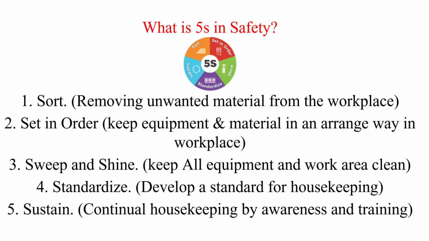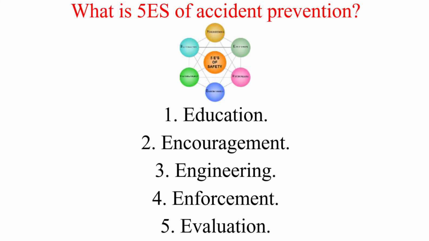What is 5S in safety? 1. Sort. Removing unwanted material from the workplace. 2. Set in order. Keep equipment and material in an arranged way in the workplace. 3. Sweep and shine. Keep all equipment and work area clean. 4. Standardize. Develop a standard for housekeeping. 5. Sustain. Continual housekeeping by awareness and training.